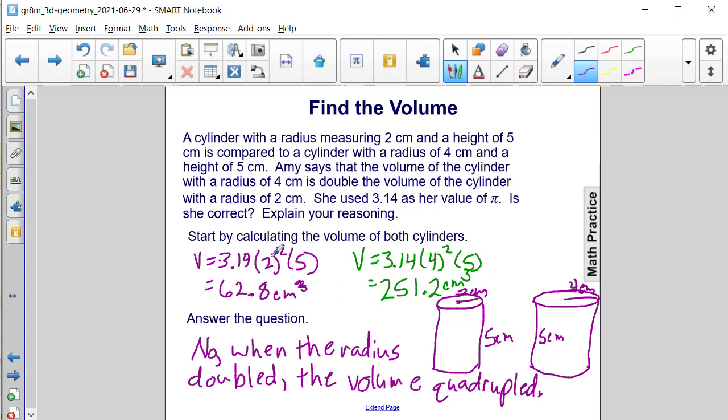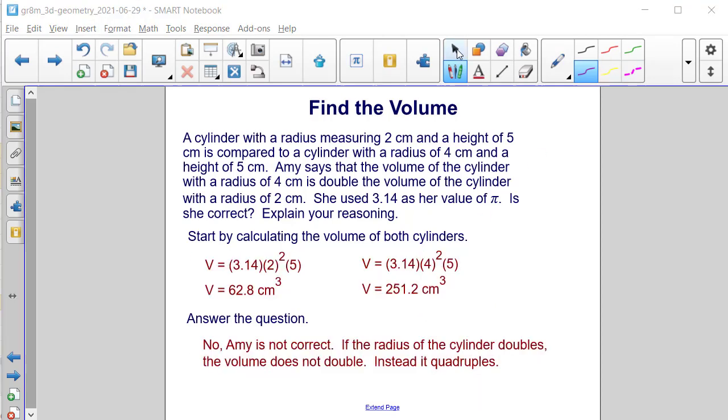And the reason why it quadrupled is because in the volume formula, the radius that doubled was multiplied an extra time, and 2 times 2 is 4, so it's going to quadruple instead of double. And on this slide, it shows the solution to our problem, and we did calculate that the volume is 62 8/10 cubic centimeters for the smaller cylinder, and the volume of the larger cylinder, whose radius doubled, is 251 2/10 cubic centimeters. And when we divide 251 2/10 by 62 8/10, we end up getting 4 instead of 2. So no, Amy is not correct. If the radius of the cylinder doubles, the volume doesn't double. Instead, it quadruples.